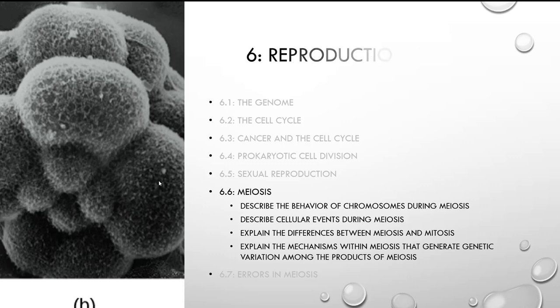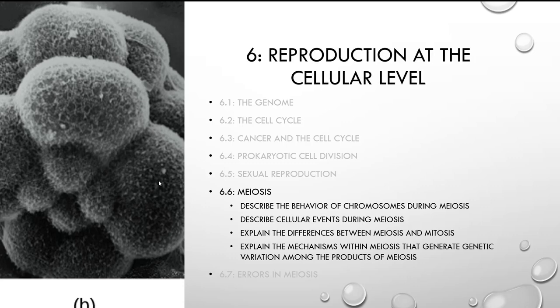All right, so we're done with meiosis 6.6. So by now you should be able to describe the behavior of chromosomes during meiosis, as well as describe cellular events during meiosis. You should be able to explain the differences between meiosis and mitosis and explain the mechanisms within meiosis that generate the genetic variation among the products of meiosis.